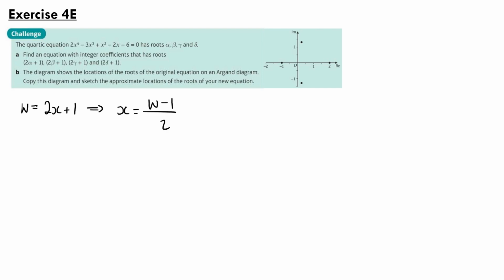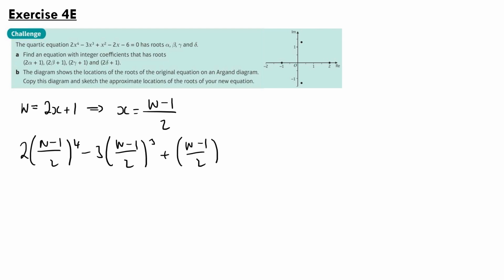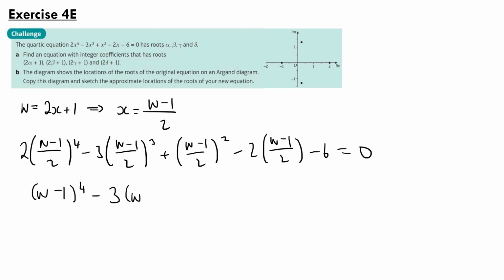Plugging that into the original equation, we have 2 lots of w minus 1 over 2 to the power of 4, minus 3 lots of w minus 1 over 2 cubed, plus w minus 1 over 2 squared, minus 2 times w minus 1 over 2, minus 6 being equal to 0. Now we can multiply through by 8 to get rid of the fractions. So here we're going to have 16 lots of this, which is just w minus 1 to the power of 4. Then we're going to have just 3 lots of w minus 1 cubed. Then just 2 lots of w minus 1 squared. Then 8 lots of w minus 1, take away 6 times 8, which is 48.